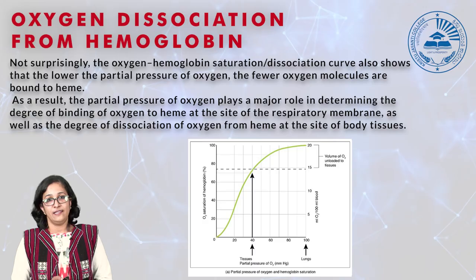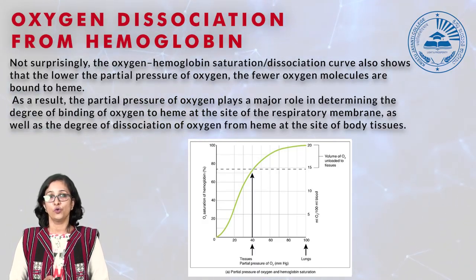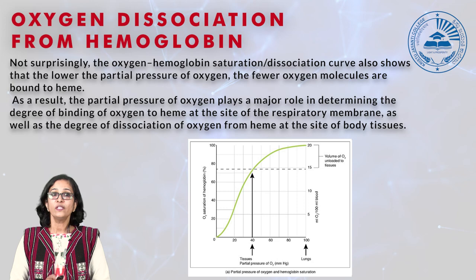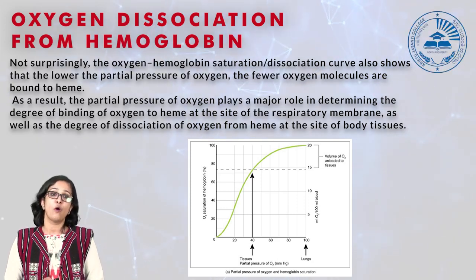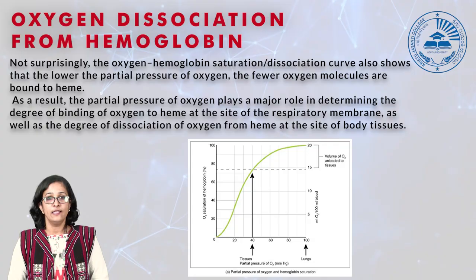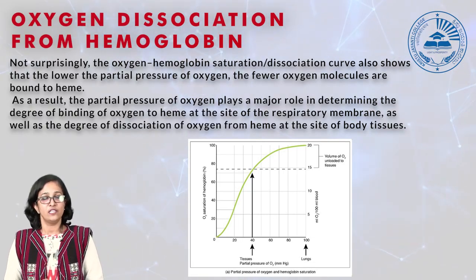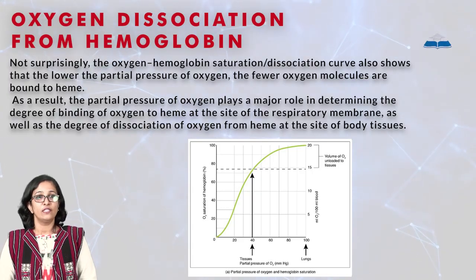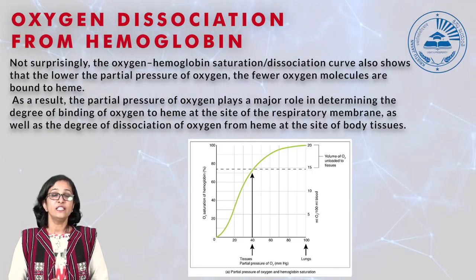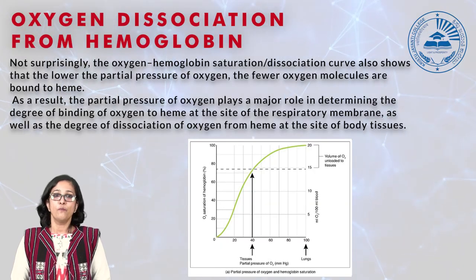Not surprisingly, the oxygen hemoglobin dissociation curve also shows that the lower the partial pressure of oxygen, the fewer oxygen molecules are bound to heme. As a result, the partial pressure of oxygen always plays a major role in determining the degree of binding of oxygen to heme at the site of the respiratory membrane, as well as the degree of dissociation of oxygen from heme at the site of body tissues.